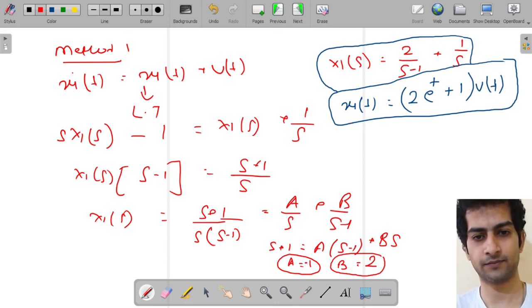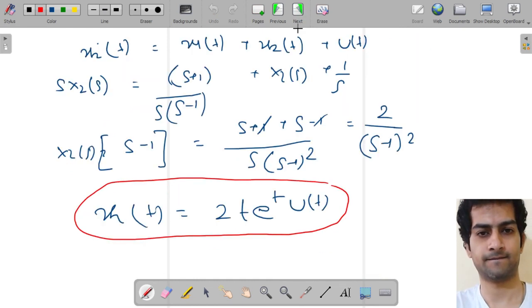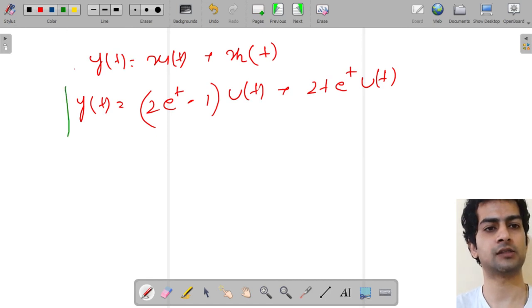A will be minus 1. So here we will get minus. Here also we will get minus. Here it is okay. Here we will get minus 2 e to the power t minus 1 plus 2t. So this is our y(t).